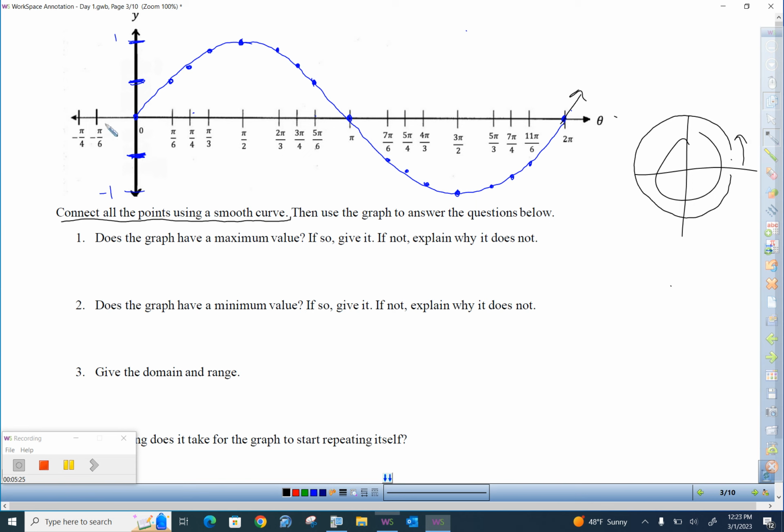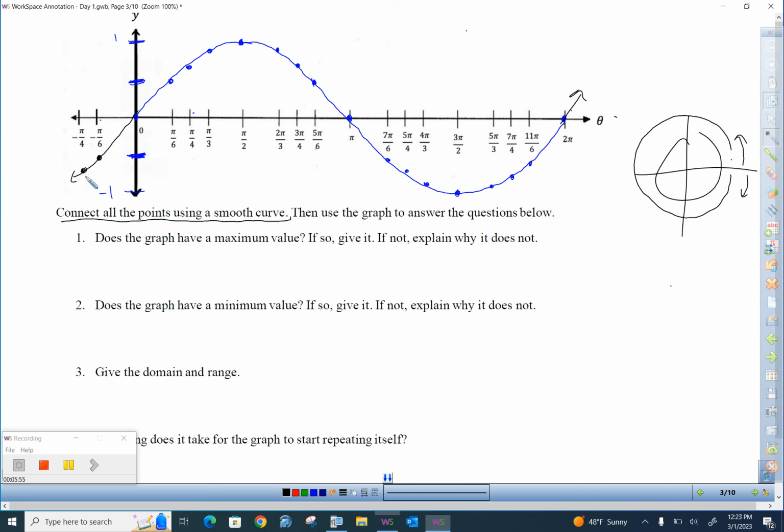If I go on this side, that's a sine of a negative pi over 6. So negative, remember, means clockwise. So if I go clockwise on my circle, that's going to have a negative sine value. So this side would go down. And specifically, we're going to have our symmetry. This would be a negative 1/2. This would be a negative 0.71. And it would go through those points.